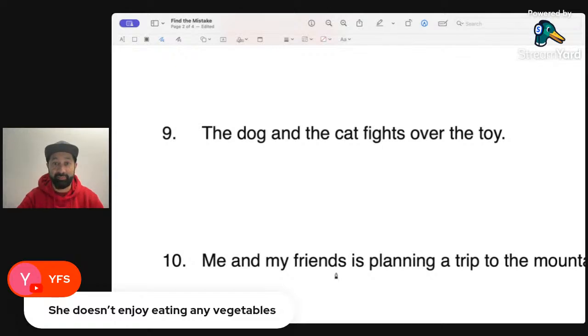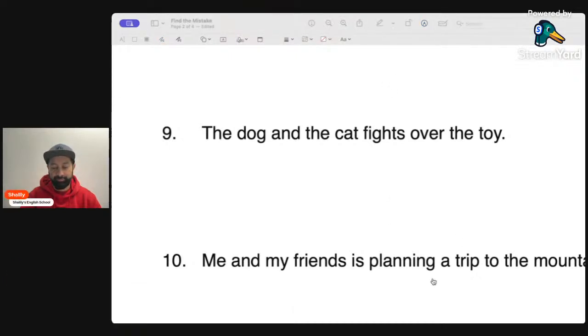All right, number 9, it says, the dog and cat fights over the toy. What is the correct answer here? Or is it correct? If it's correct, then you can just leave it.